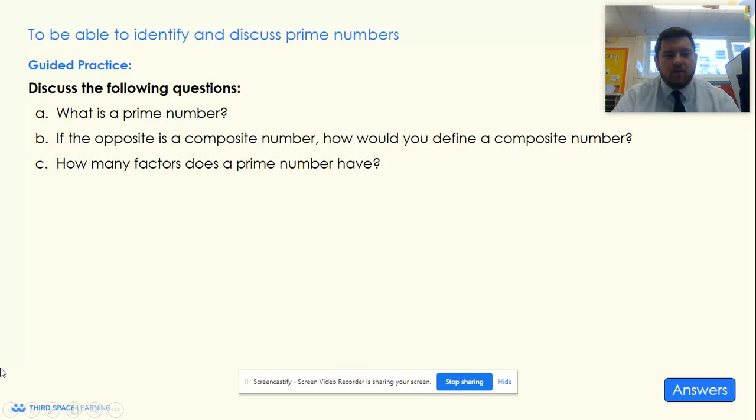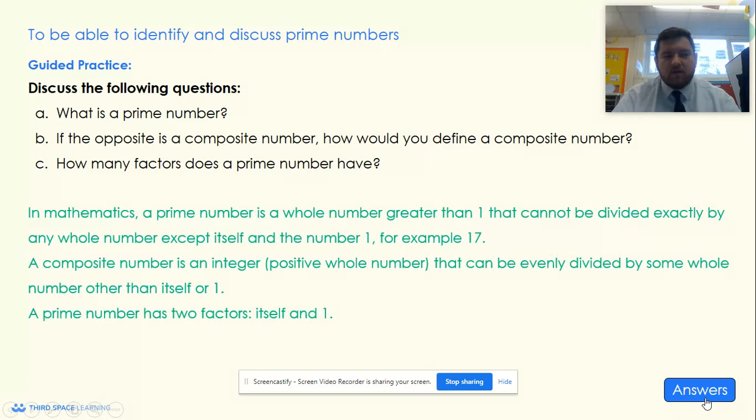So, what is a prime number? If the opposite is a composite number, how would you define a composite number? How many factors does a prime number have? So a prime number is a whole number that is greater than 1. 1 is not a prime number because it only has one factor, 1. It must not be able to divide exactly by any whole number other than 1 and itself.